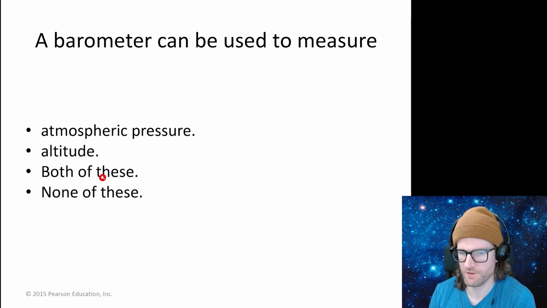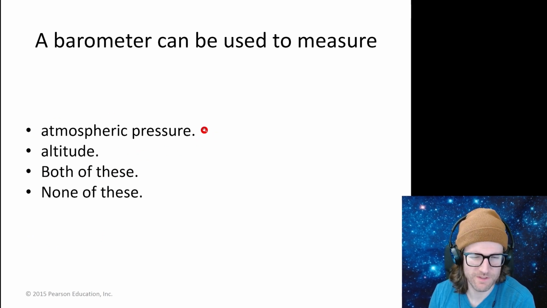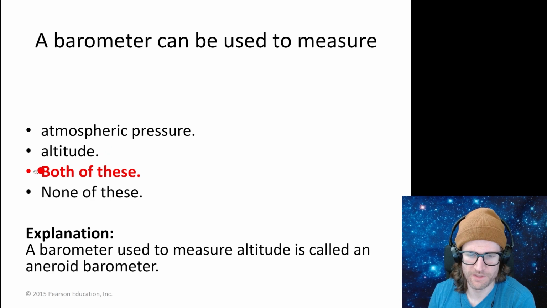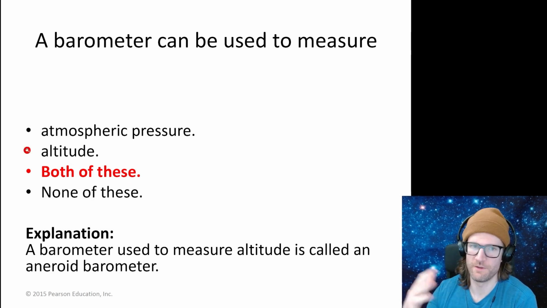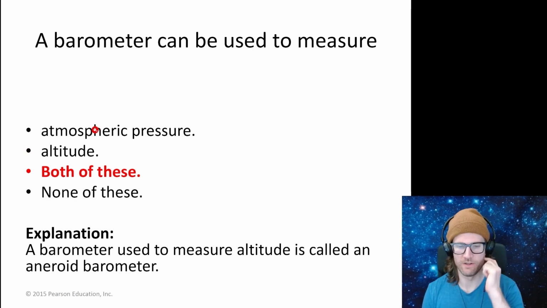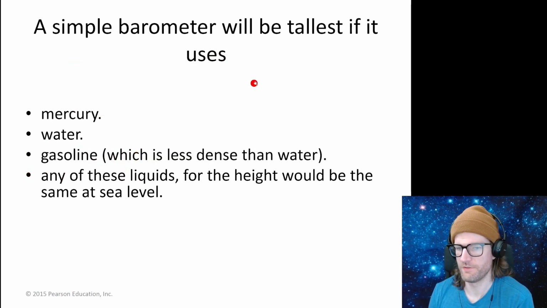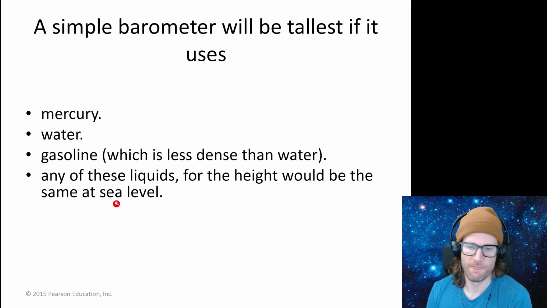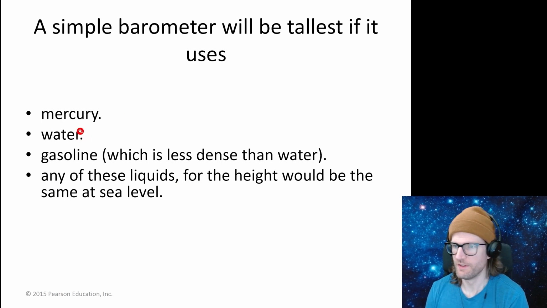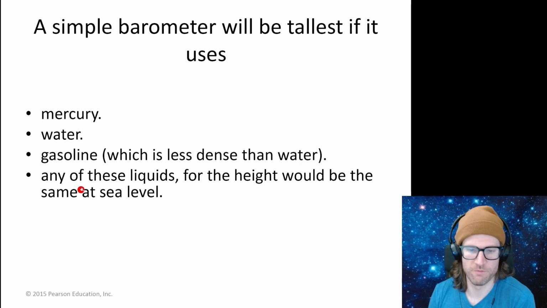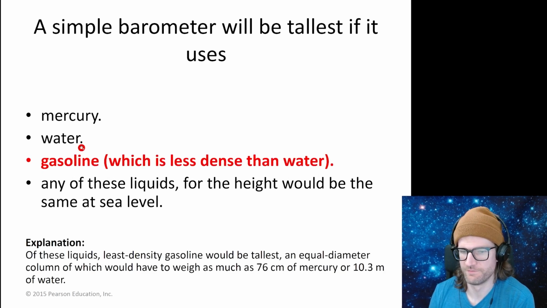A barometer can be used to measure, well, atmospheric pressure. I think that's the best answer, but it's going to be both of these. Altitude requires some knowledge of how the atmosphere works, but a barometer directly measures atmospheric pressure, and from that we can deduce altitude. Okay, a simple barometer will be the tallest if it uses mercury, water, gasoline, or any of these liquids, for the height would be the same at sea level. That's not true. The pressure that we're measuring is the same for all of these, and the less dense one will have the higher column. So that's going to be gasoline.